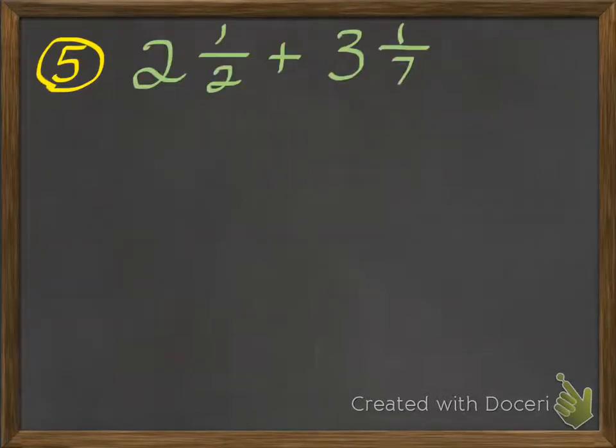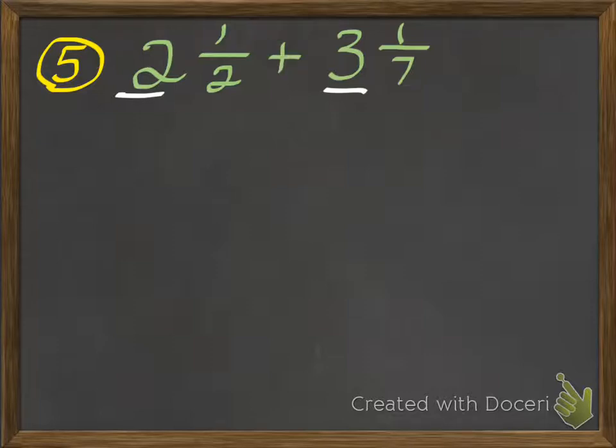Okay. Let's try one with mixed fractions. 2 1/2 plus 3 1/7. Now adding mixed fractions is just the same as adding any other fractions. Don't worry about the whole numbers. You just add those together. So if it's addition, what we're doing today, we're adding, right? You just add those numbers. If it was subtraction, you just subtract. Okay? The whole number is the easy part.